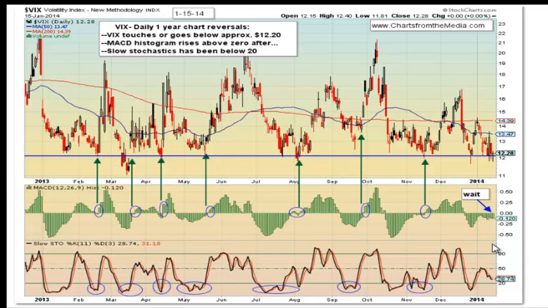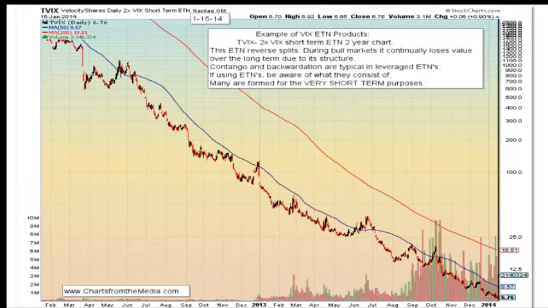When you put these items together and see where the VIX is trading right now, we could have a potential area where the VIX may be rising again. Our next chart, we are going to be looking at an ETN product, or ETP, as you could call it.